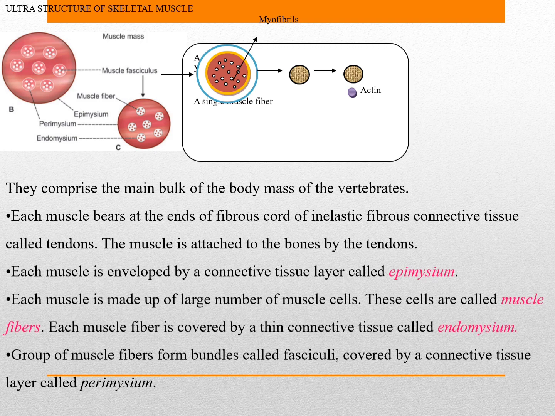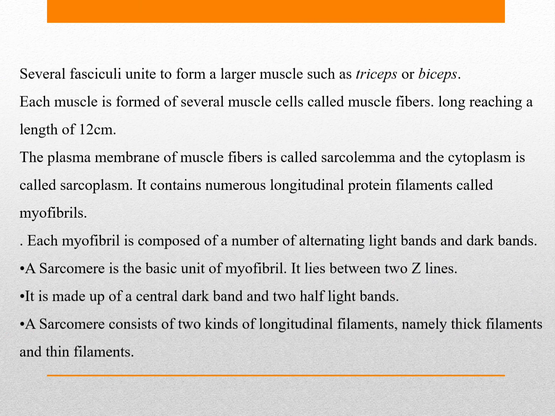Each muscle is made up of a large number of muscle cells. These cells are called muscle fibers. Each muscle fiber is covered by a thin connective tissue called endomysium. The group of muscle fibers form bundles called fasciculi. This is a fasciculus, covered by connective tissue called perimysium. Then several fasciculi unite to form a large muscle such as triceps or biceps.